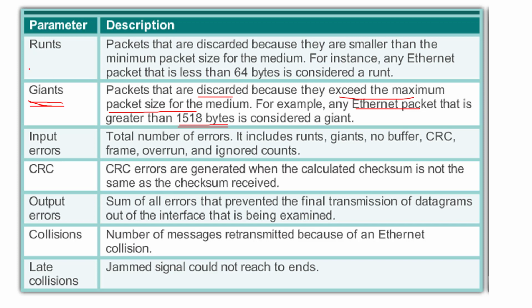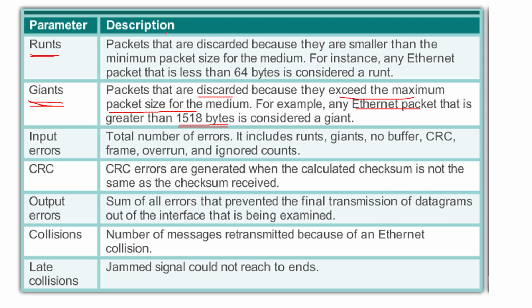Now, what are runts? A runt packet means a packet which is less than the minimum size. We need to maintain a minimum size. What is the minimum? 64 bytes is the minimum size for an Ethernet frame. If it is less than 64 bytes, it is considered a runt. The interfaces in the switch will not forward a runt packet, it will drop it.